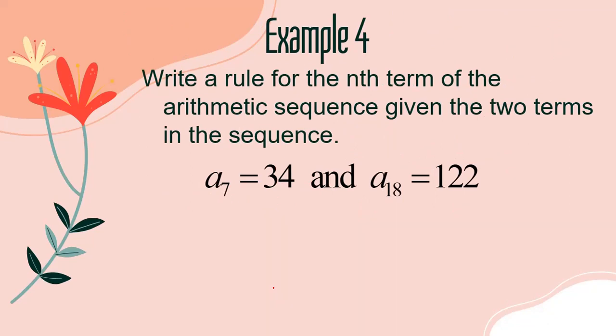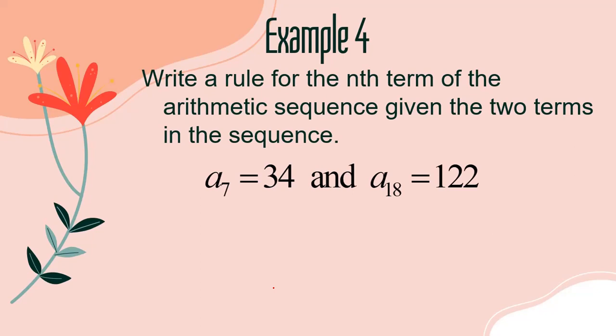So I am given two terms in the sequence. A sub 7 is equal to 34 and a sub 18 is 122. Well, that formula isn't going to work anymore because I don't have the first term. Sad day, I know. Now, you could use the formula. You could just not know your common difference, per se, and then you could plug in some information.